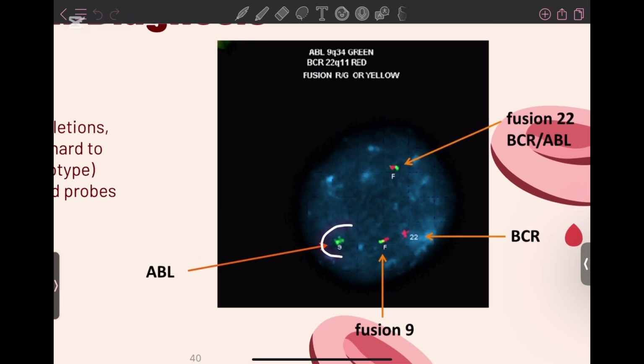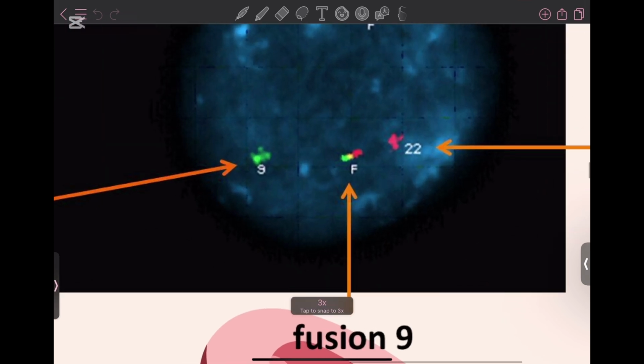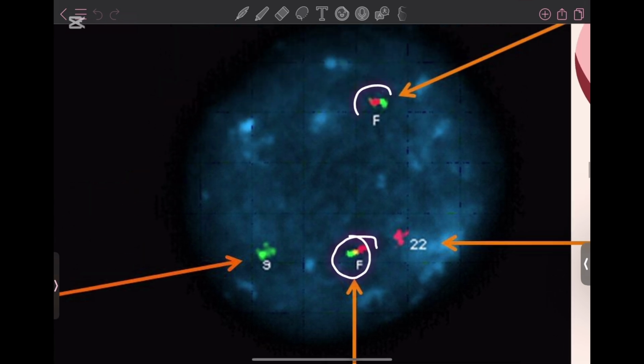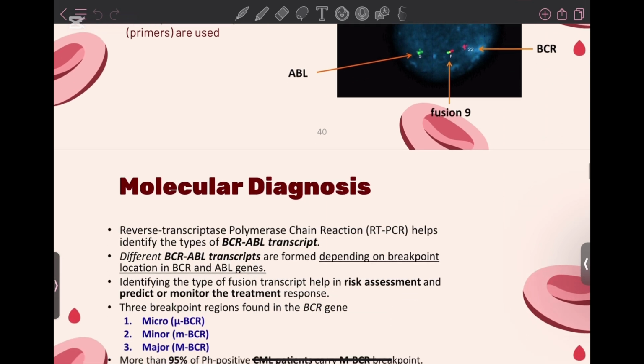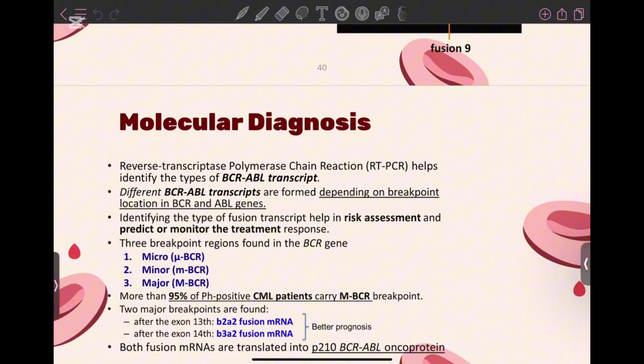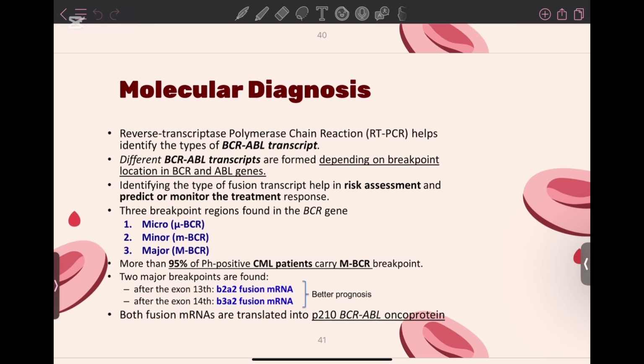So now the green one is the ABL, and the red one is BCR. You can see how the probe detected them individually. But then you can see here this fusion indicates the presence of ABL and BCR together, and this is detected by the probe.